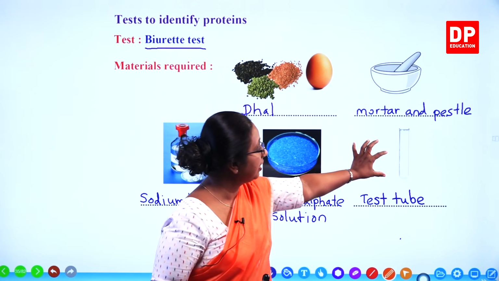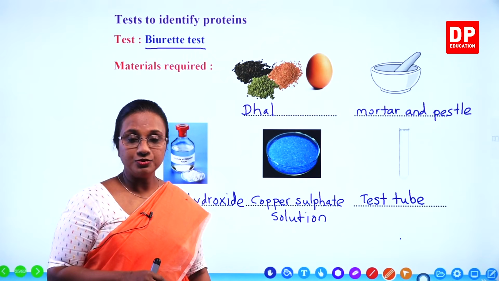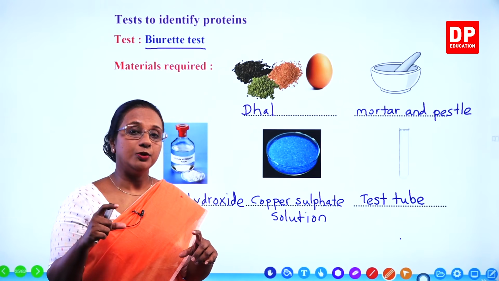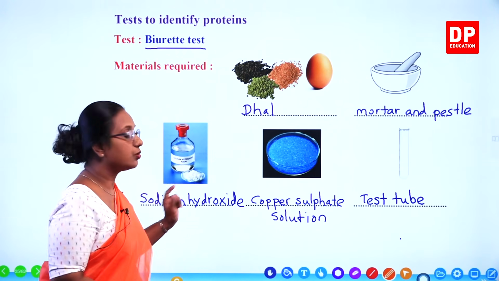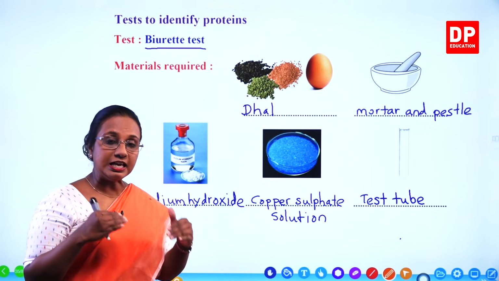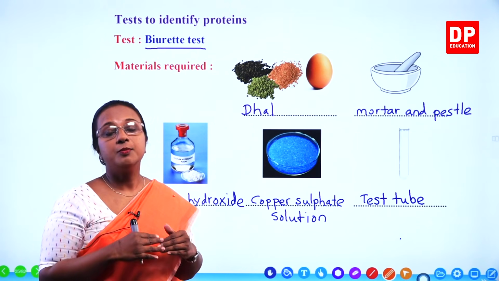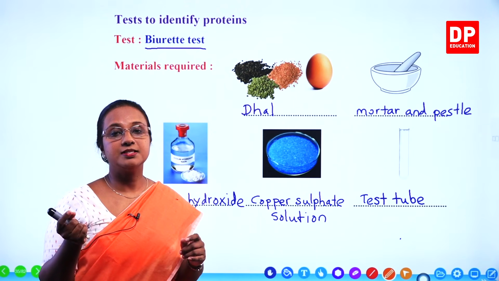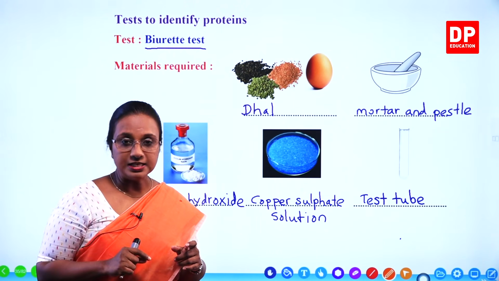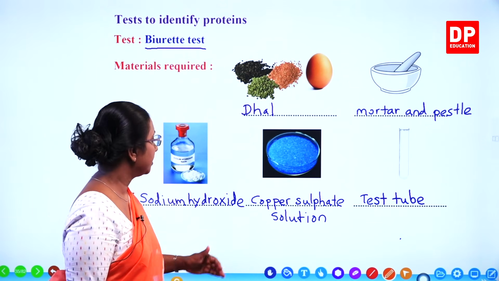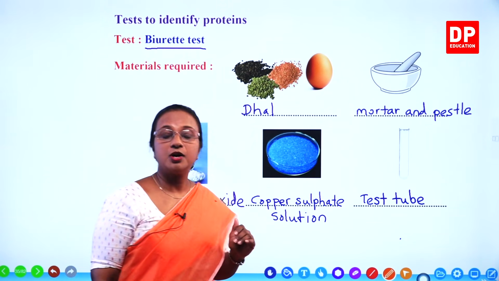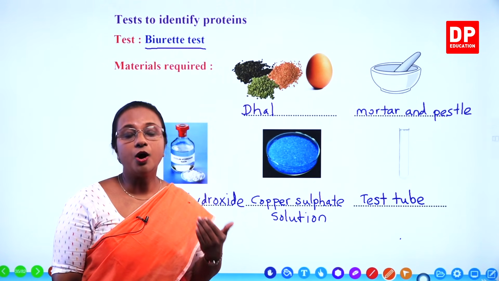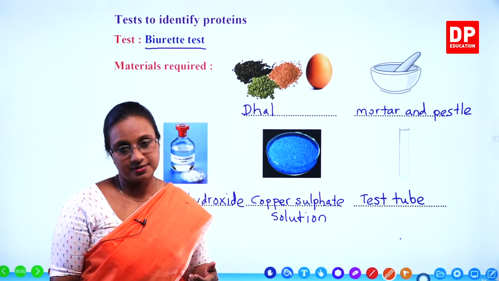Into one tube, we already have the protein solution, and in the next tube, we need to take equal volume or excess of sodium hydroxide. It has to be equal or more than the protein solution. Then we transfer the sodium hydroxide solution into the protein sample. Thereafter, we add a few drops of copper sulfate solution. Then you will get the required observation if protein is present.